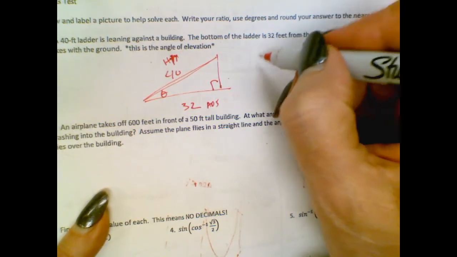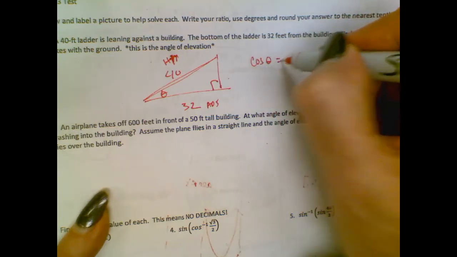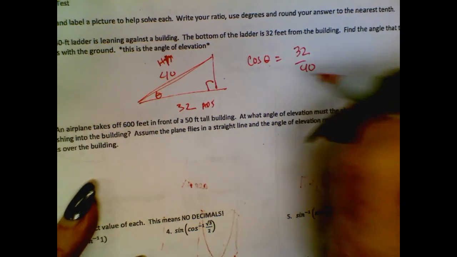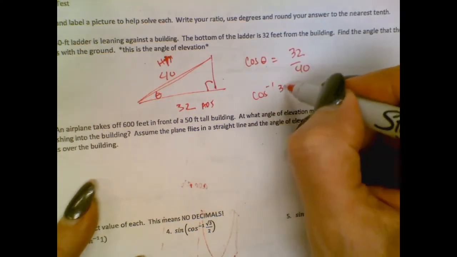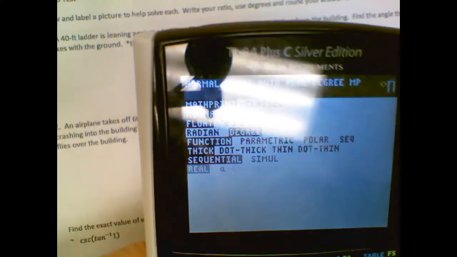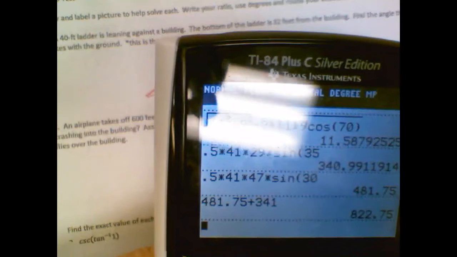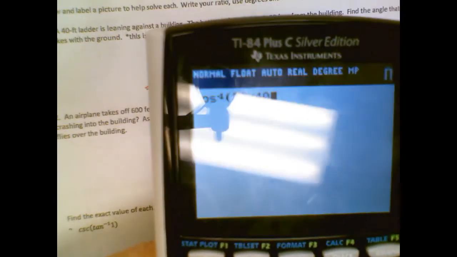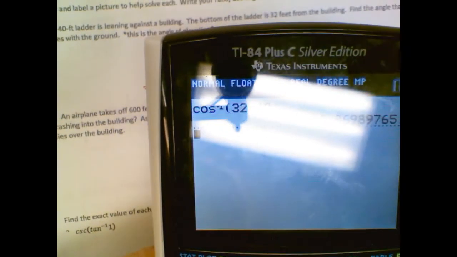So you want a cosine of the angle is 32 over 40. We need to make sure that we're in degrees. So it's arc cosine of 32 divided by 40, which is 36.9.